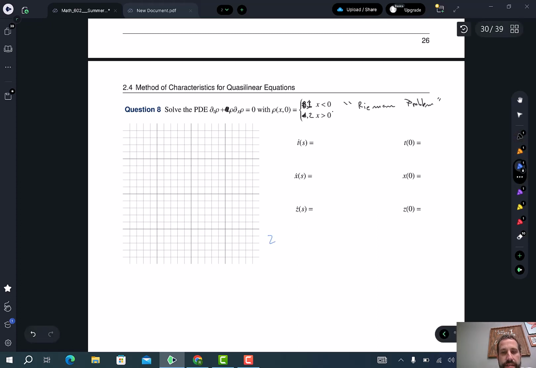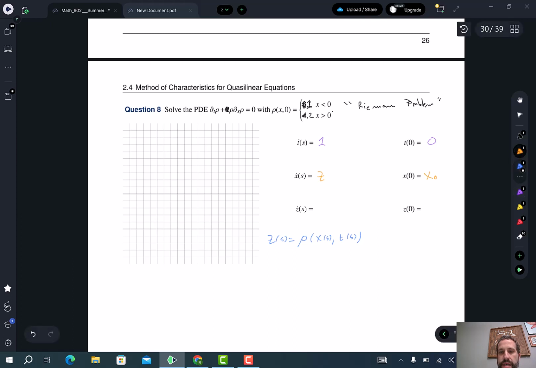And remember that z of s is still going to be rho of x of s, t of s. So t dot, we're going to say, is just whatever is multiplying the t derivative of rho, which is 1, and t of 0 is 0. X dot is going to be whatever is multiplying the x derivative of rho, which is rho, but z is equal to rho, so this is going to be equal to z. X of 0 is going to be x naught.